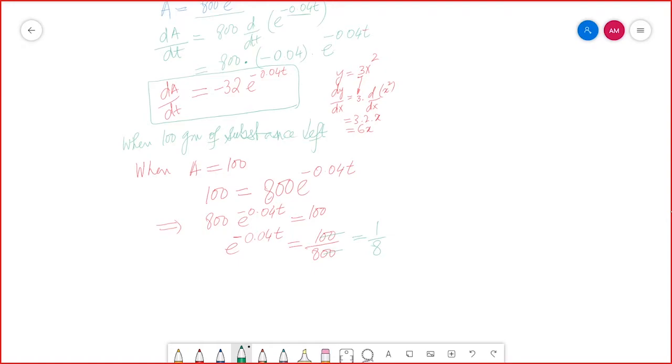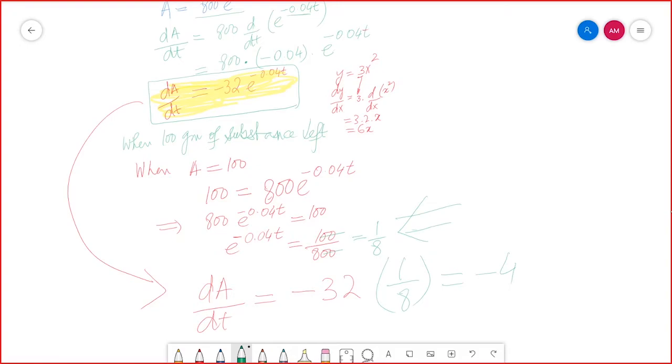Okay, let's look at it. Let's take a blue color. We had this now, so let me highlight it. This is the rate of decay. And if you want to find it at some specific value, once 100 gram was left, then from this equation I write dA upon dt is equal to minus 32 times e raised to the power minus 0.04t for A equal to 100. Here we found this thing to be equal to 1 over 8, so I just multiply it with 1 over 8. It becomes minus 4.